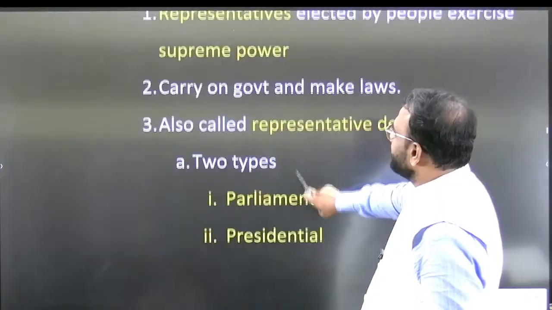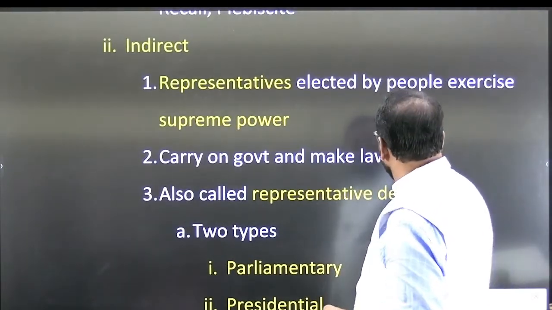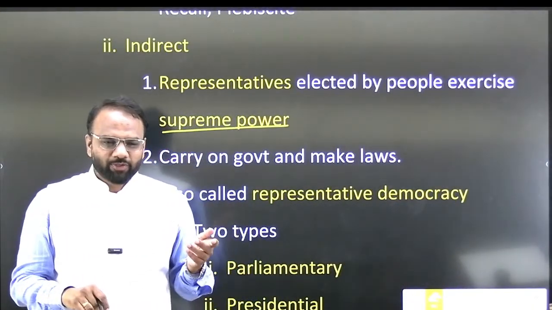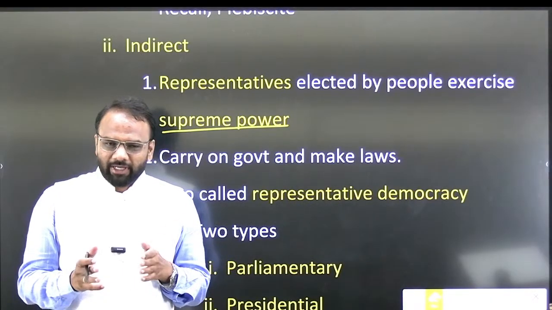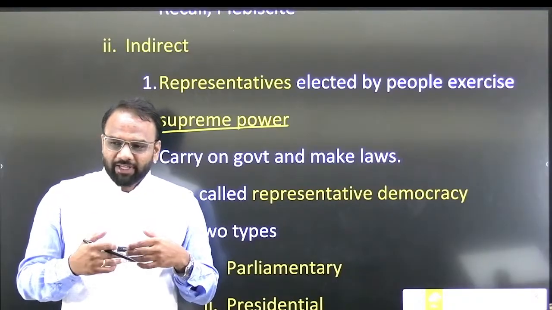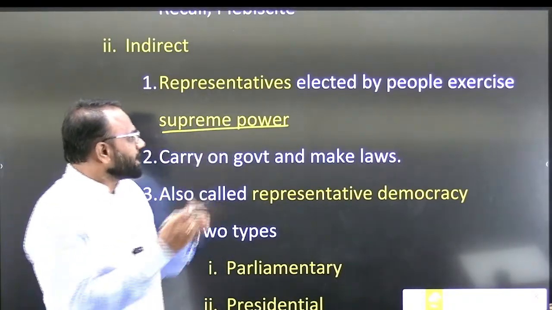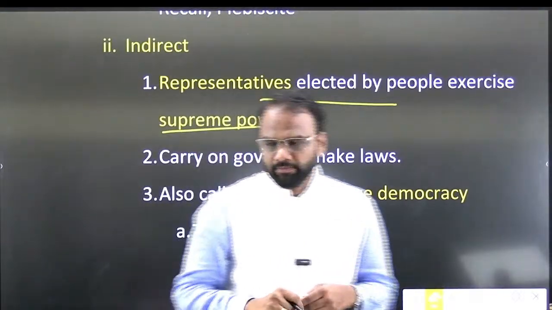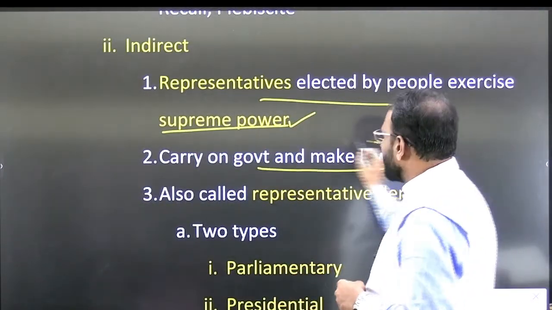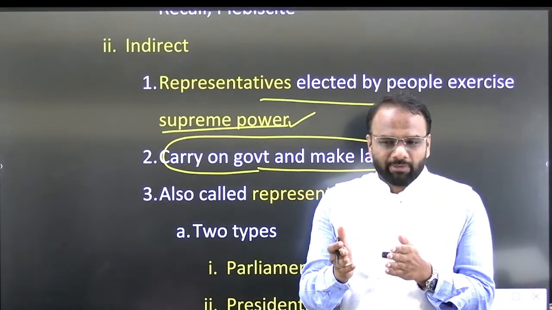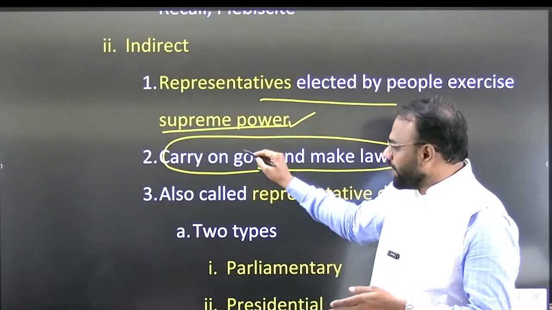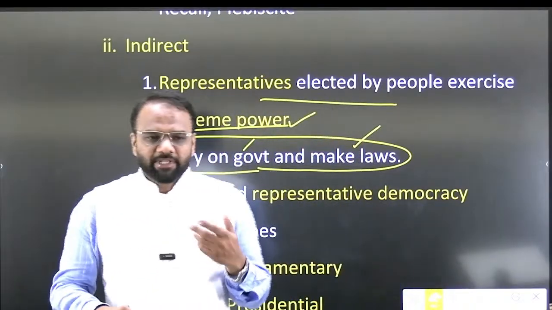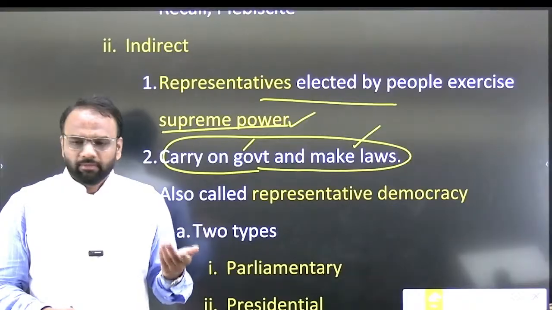Indirect democracy: representatives elected by people exercise supreme power. In indirect democracy, who exercises supreme power? Representatives, the members of Lok Sabha whom we have elected. On our behalf, they will vote. Hence, representatives elected by the people exercise supreme power in indirect democracy. They carry on government and make laws. Among these Lok Sabha and Rajya Sabha members, some of them will become ministers and carry on government, and the Lok Sabha and Rajya Sabha together make laws. So in indirect democracy, our representatives carry on the government and make the laws.